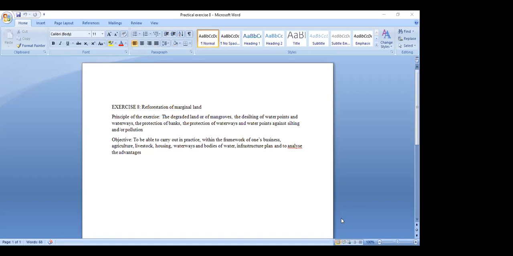That land was rendered useless and you want to make it useful again. What are those things you are going to do? That is what this question is all about. That is why it is termed reforestation of marginal lands. What are you going to do to make a land that is no longer in use due to activities taking place there, be in use again? You will get the explanation of this exercise, please.